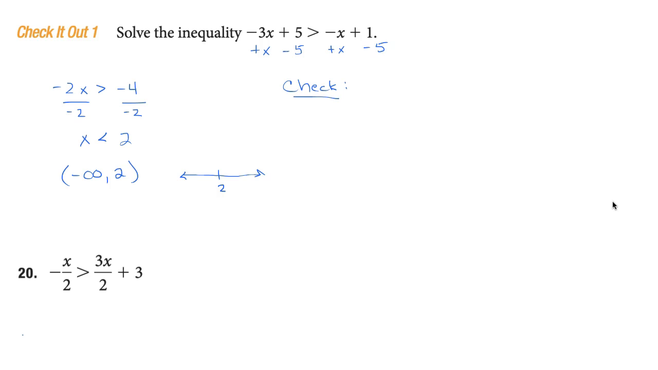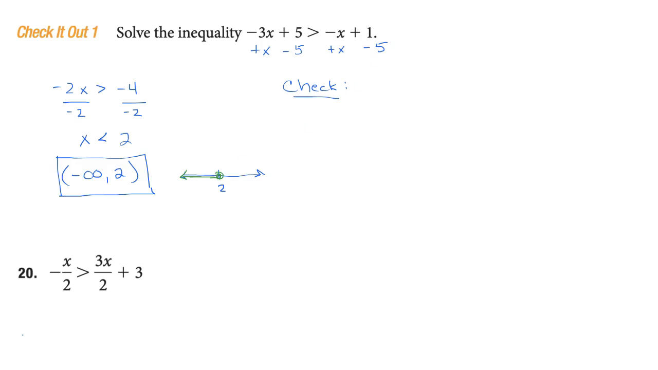Okay, so here's the solution that you should have gotten on this one. You should get from negative infinity up to 2, in other words, everything less than 2. So I'm going to draw a quick number line here and show you that everything on here is going to be less than, but not equal to, 2. I didn't draw that very well, but not equal to 2.